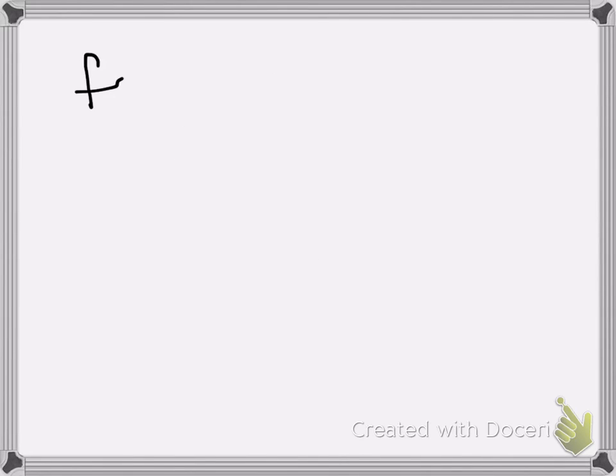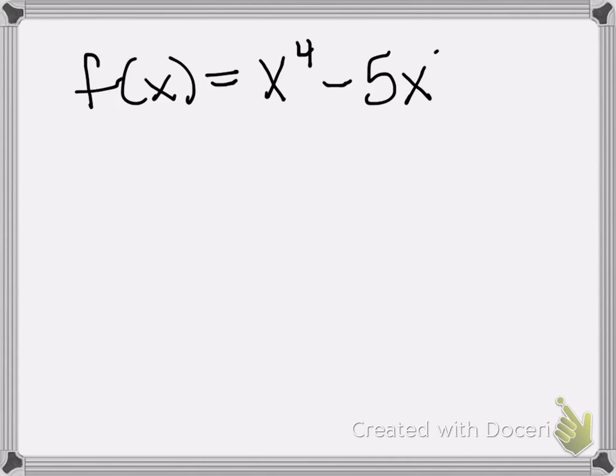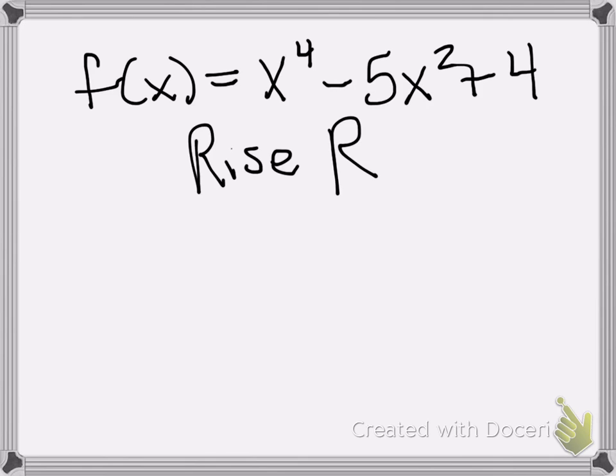Let's say f of x is equal to x to the 4th minus 5x squared plus 4. Okay, so the first thing I'm going to do is decide whether we have an even or an odd. Well, this is an even, and my leading coefficient is positive, and if that's the case, then we're going to rise on the right, and we're going to rise on the left.